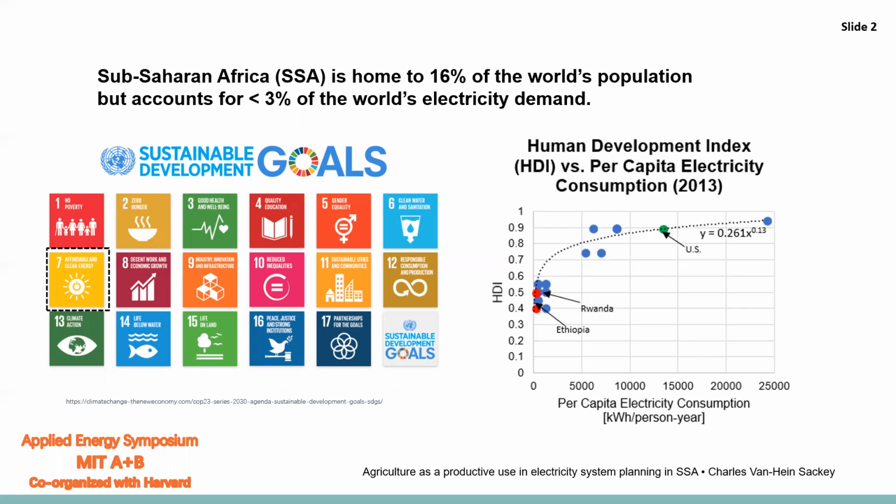Hence, the United Nations has set universal access to affordable and reliable electricity as Goal 7 of its Sustainable Development Goals. The plot on the right-hand side shows the relationship between the Human Development Index, HDI, and per capita electricity consumption. The Human Development Index is a summary measure of key achievements in areas such as health, literacy, and standard of living. Generally, countries with high HDI scores like the US have a high per capita electricity consumption, whereas sub-Saharan African countries like Rwanda and Ethiopia, indicated in red on the graph, consume not more than 170 kilowatt hours per capita. Hence, access to electricity will play a key role in sub-Saharan Africa's path to development.